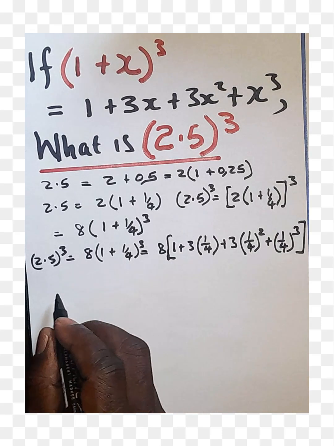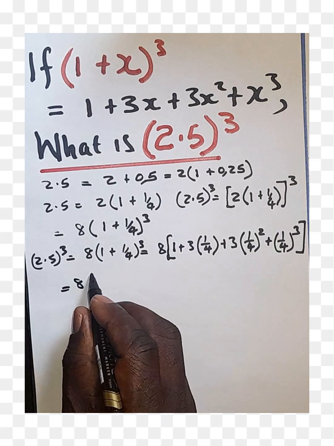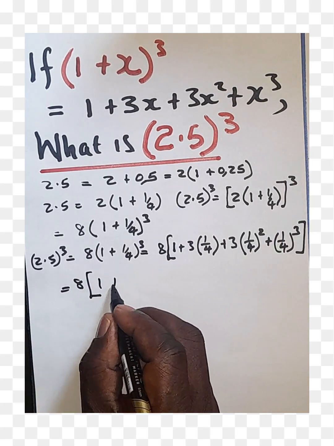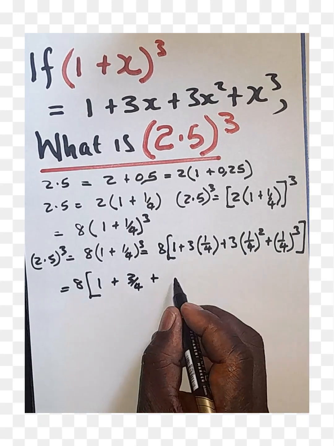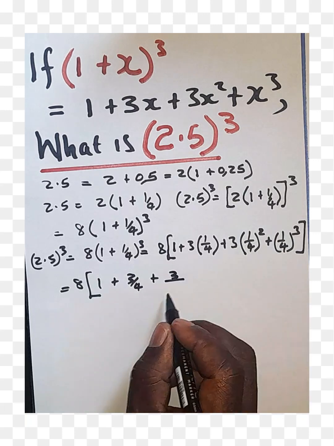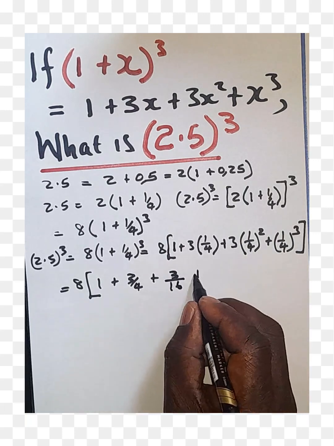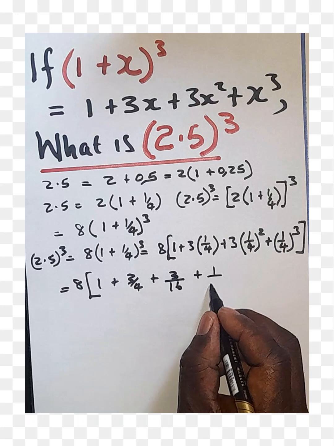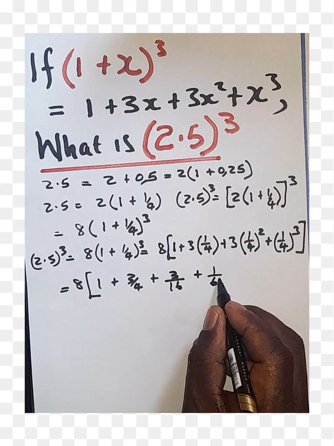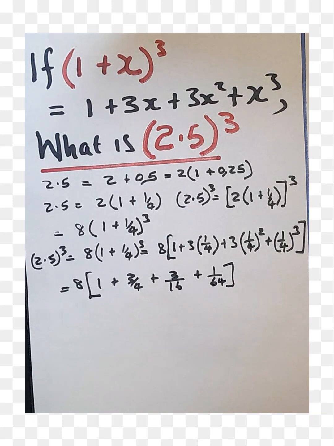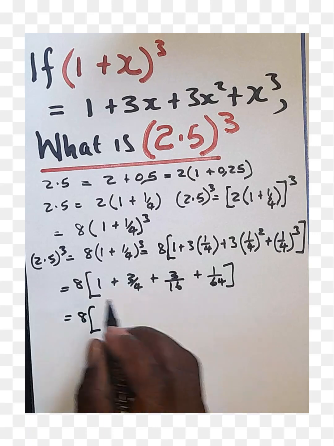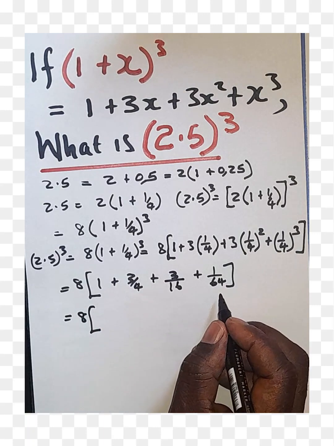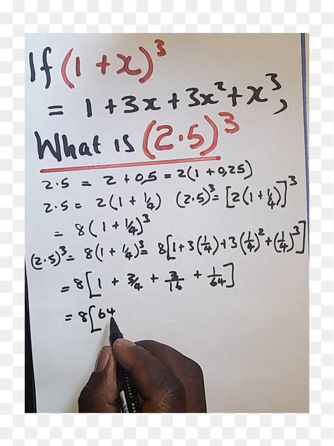Let's simplify this. It becomes 8, big bracket, 1 plus 3 over 4, plus here it becomes 3 over 4 squared, which is 16. And lastly here, it becomes 1 over 4 cubed, which is 64. Inside here, 64 is our common denominator, so we can write this as 8, big bracket, 64. 1 into 64 is 64, so we have a 64.